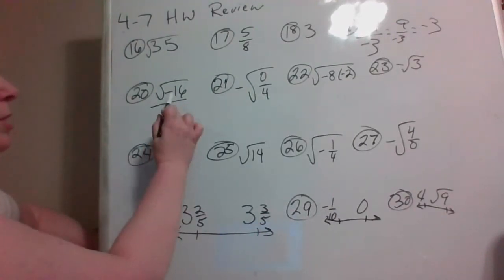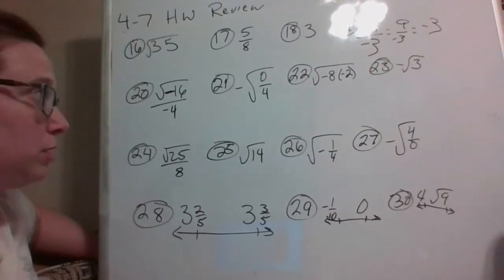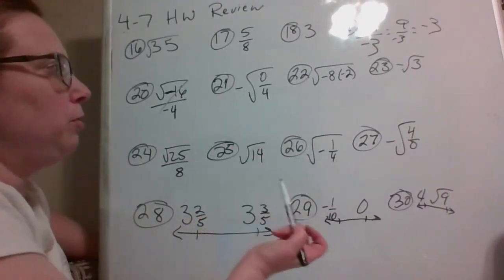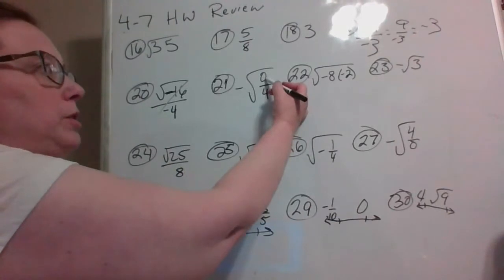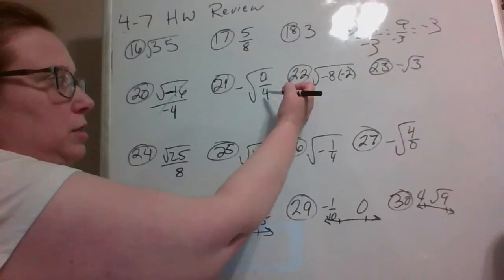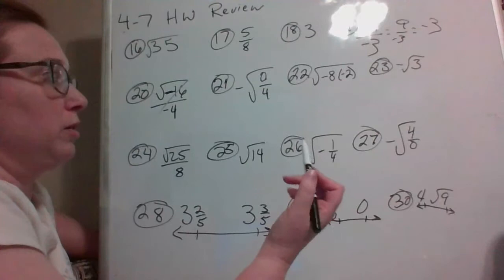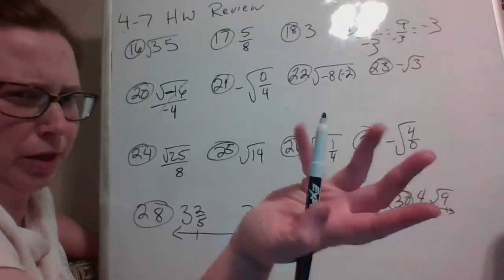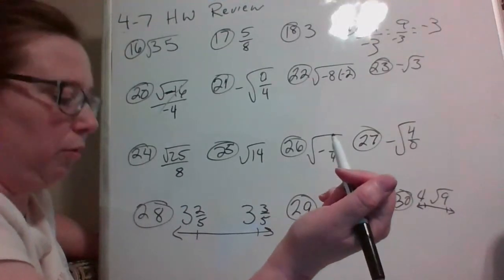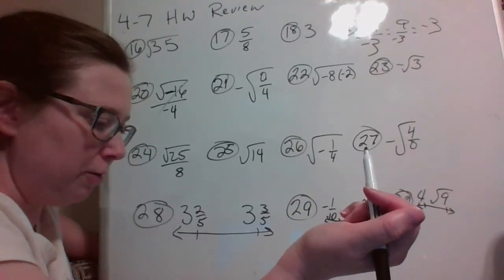So number 20, we see a negative underneath that square root symbol, which means it is not real. Number 21, we have the square root of 0/4. When you have 0 on the top, that's okay. If our numerator is 0, that means this simplifies to 0. Technically, 0 times 0 is 0. And -0 is weird, but not really wrong. So that one would be a rational number, and it would be real.